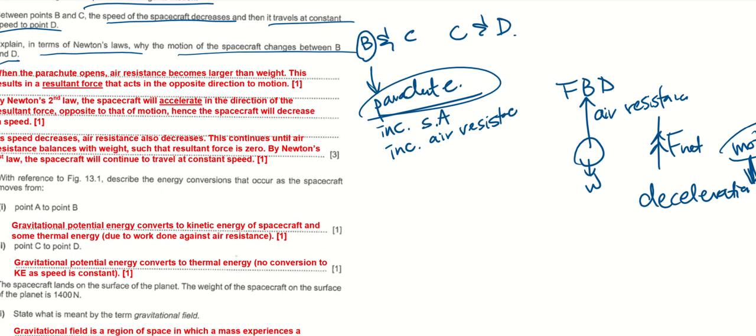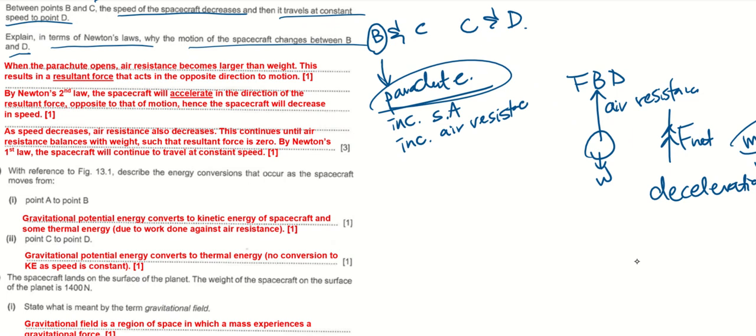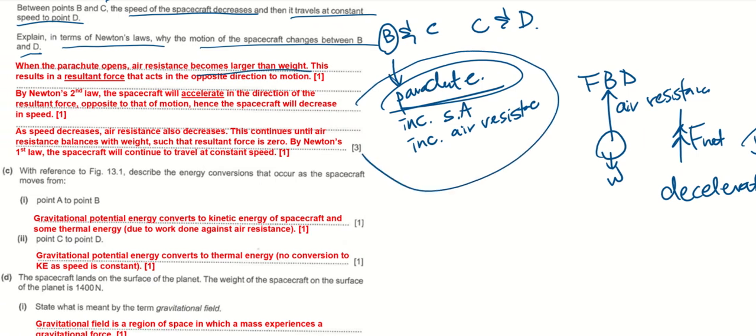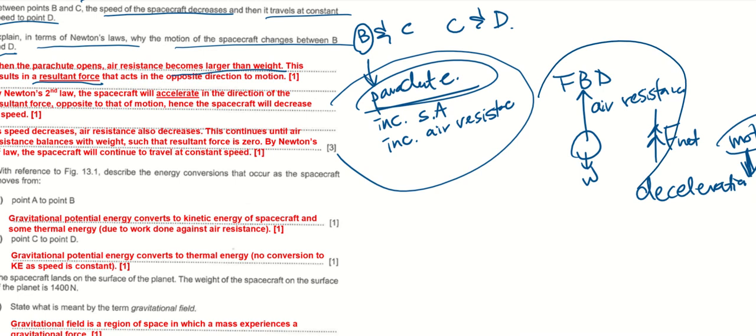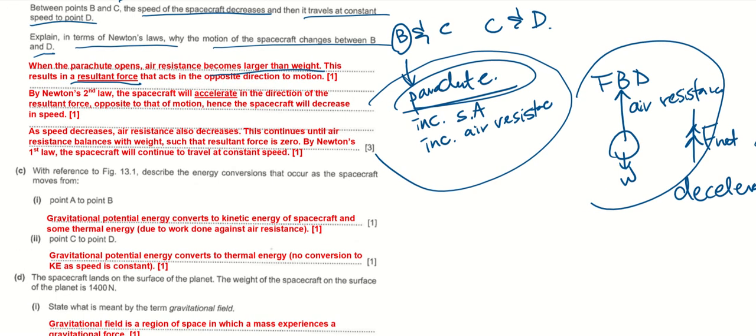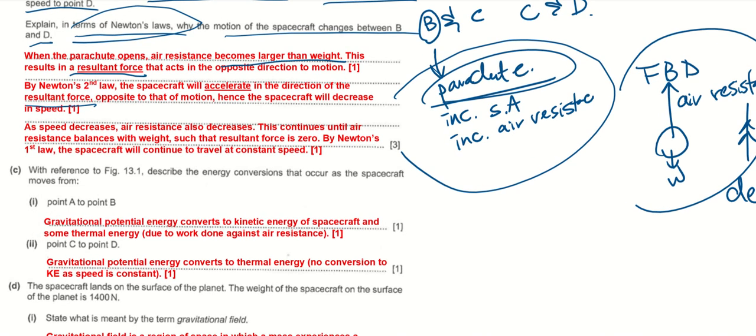So let's take a look. When the parachute opens, the air resistance becomes larger than weight. So use this to understand. This results in a resultant force that acts in the opposite direction to motion, using this free body diagram. By Newton's second law, because they want us to explain in terms of Newton's law, the spacecraft will accelerate in the direction of the resultant force, which means it will decelerate. When it decelerates, the spacecraft will decrease in speed.